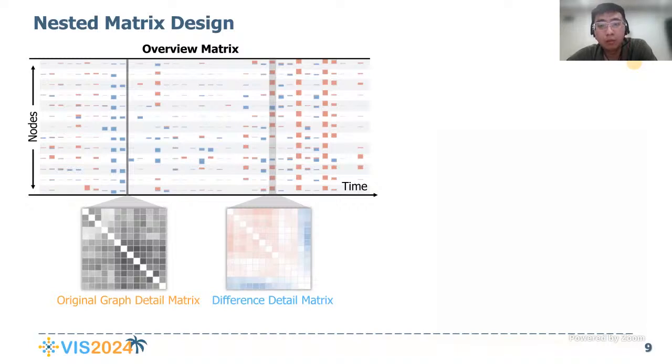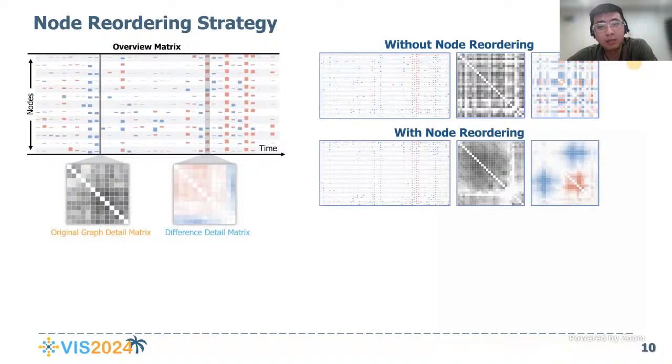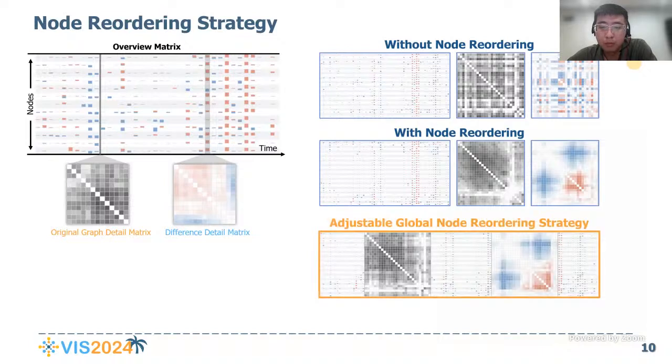However, the node order in this matrix is very important. If the matrix does not have a good node order, it is hard to find insights from it, like the clusters and communities. As I mentioned, we have three different types of matrix here. So how to make all those matrices have good visual patterns is very important. Therefore, we propose an adjustable global node reordering strategy. This strategy can help users make the node order suitable for both overview and detail matrices.